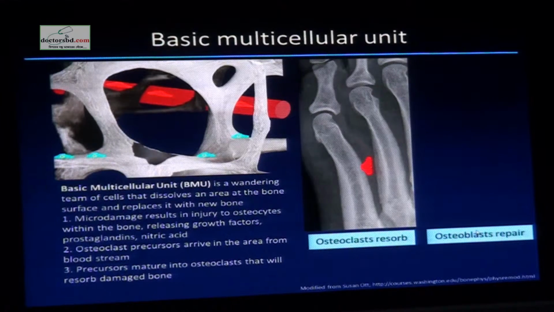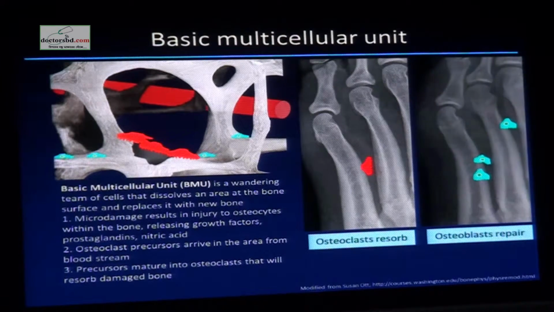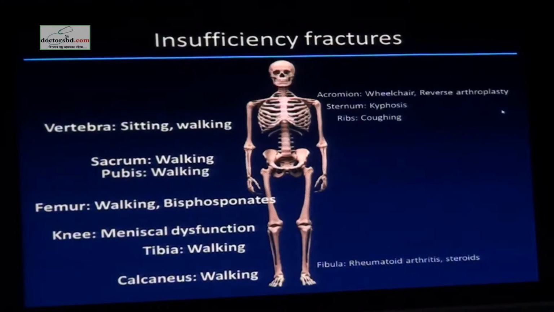There's a very well-organized cellular unit that's referred to as the basic multicellular unit, which is the coordinated action of osteoclasts that resorb the bone, shown here in red, and osteoblasts, shown here in blue, that repair that damage. And you can see that this has a phase of resorption and a phase of filling in.